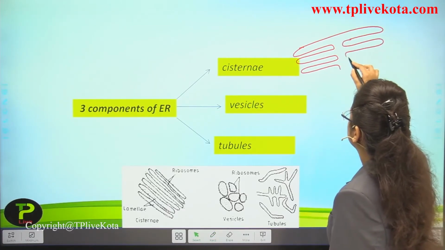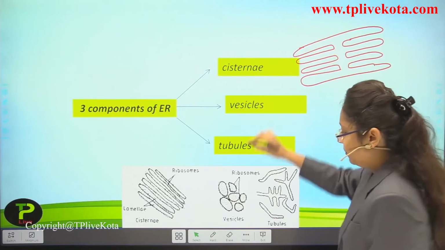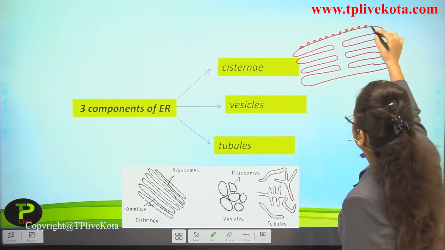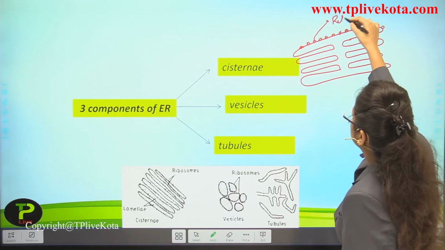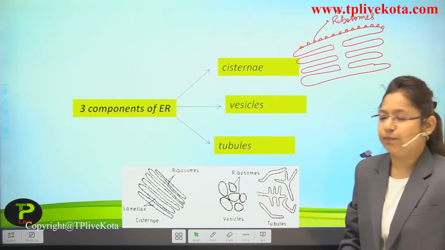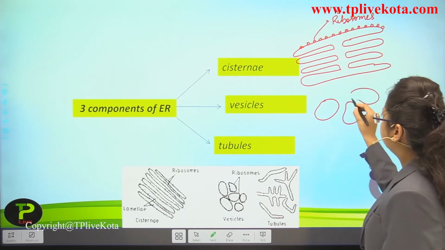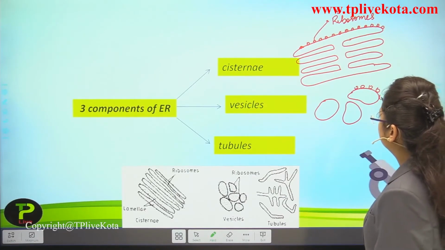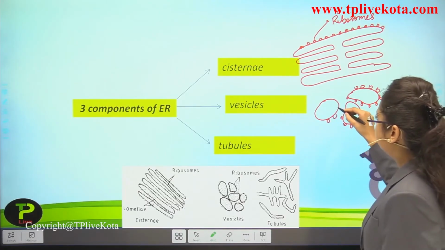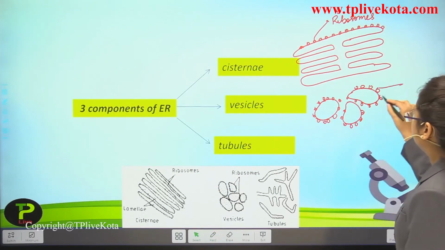These are interconnected together like this. So these are the lamellar structures, and they have ribosomes embedded over them. So these are the ribosomes which are present over it. Okay, these are known as cisternae. Next one is the vesicle part. The vesicle part is a small rounded shape, and they also have ribosomes embedded over them. You can see here, students, clearly. These are the vesicles. Okay, these are the ribosomes present over them.